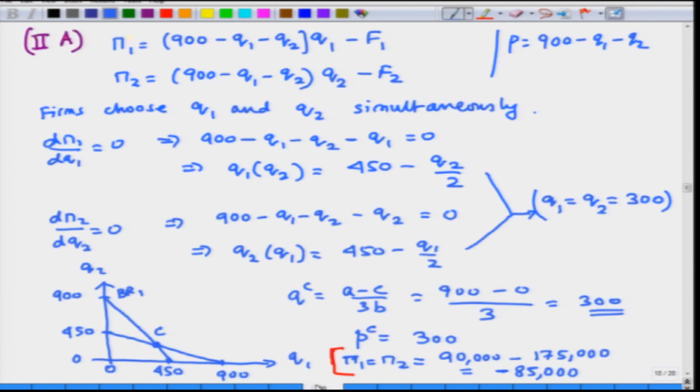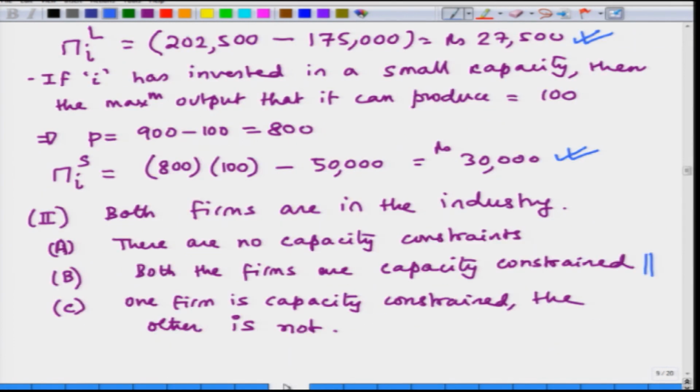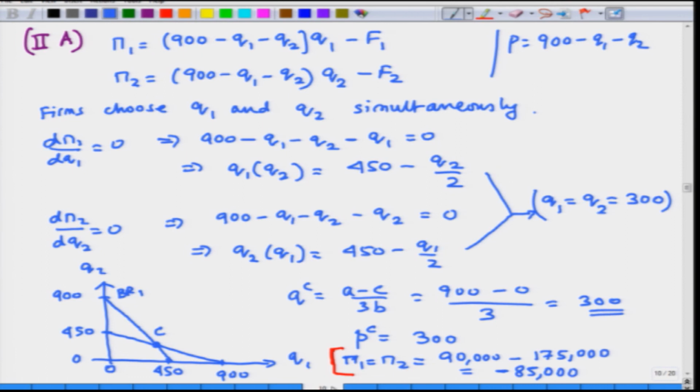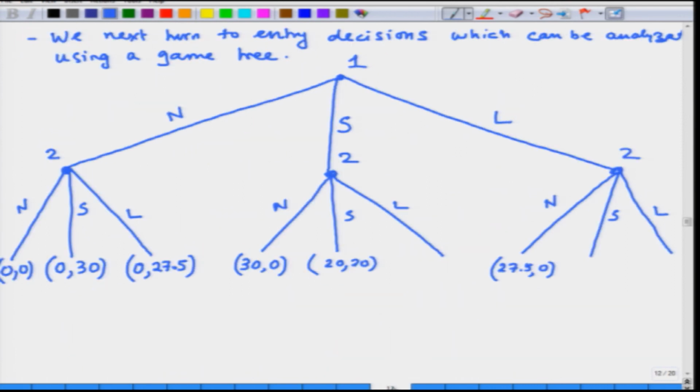Whereas, if each did not have any capacity constraint, which corresponds to 2A, then their profit is actually minus 85,000, right. So, it is minus 85,000. So, if both have invested in large capacity, they both earn minus 85, minus 85, right.